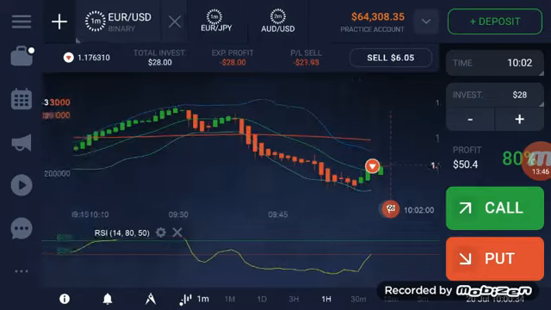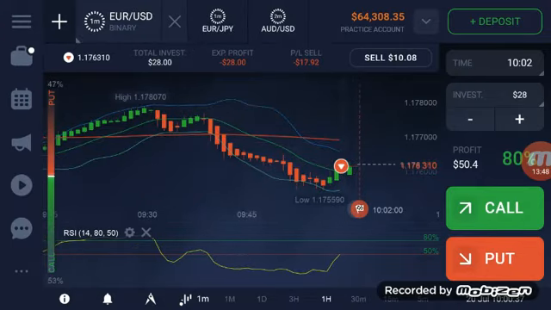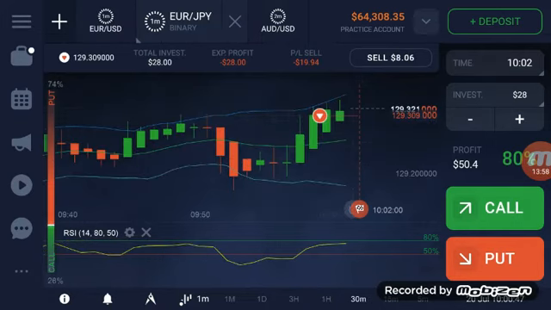This looks like another loss, and that's looking like a loss too. But let's see what happens. This one's pretty close, so it might dip. This one's pretty far, but JPY candles move sporadically. They move all over the place.